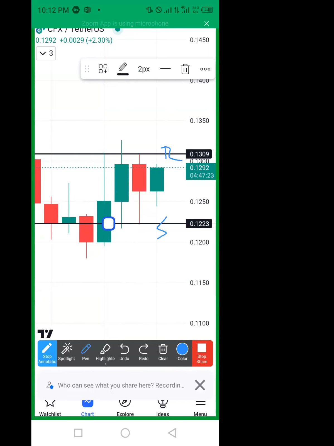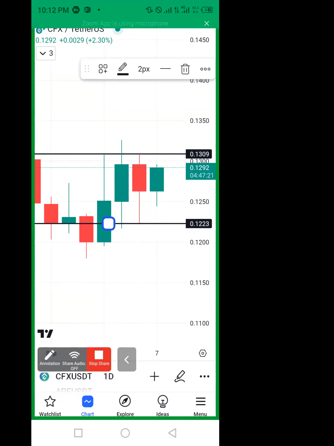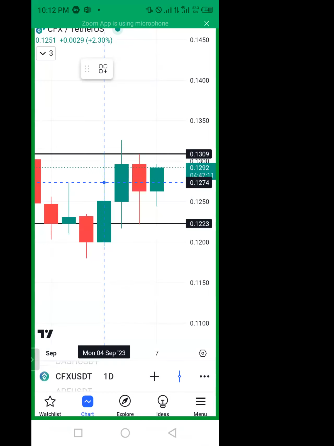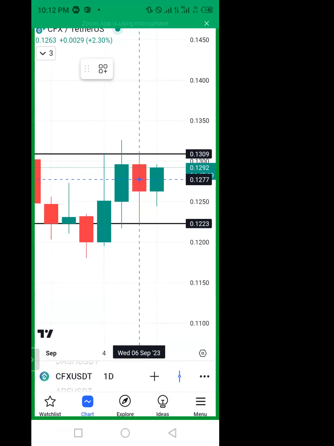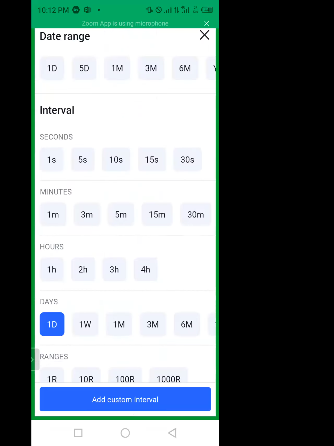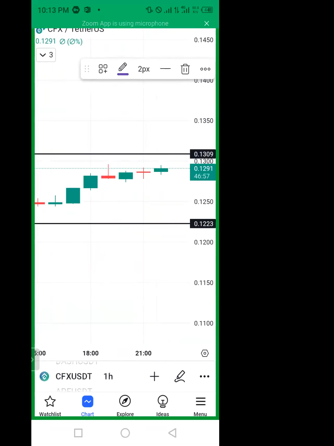Then I am in the one-day time frame. What am I going to do? I want to go to a smaller time frame. But before I go to the smaller time frame, I put a vertical line where my candle is, because I'm going to change the time frame. So from there, I go to a smaller time frame, that is 1 hour.